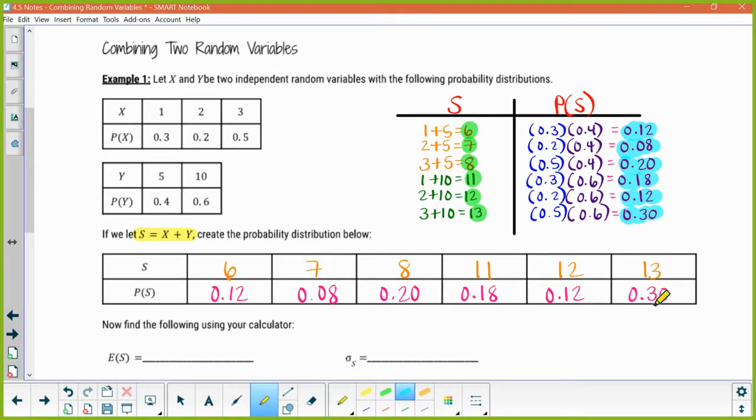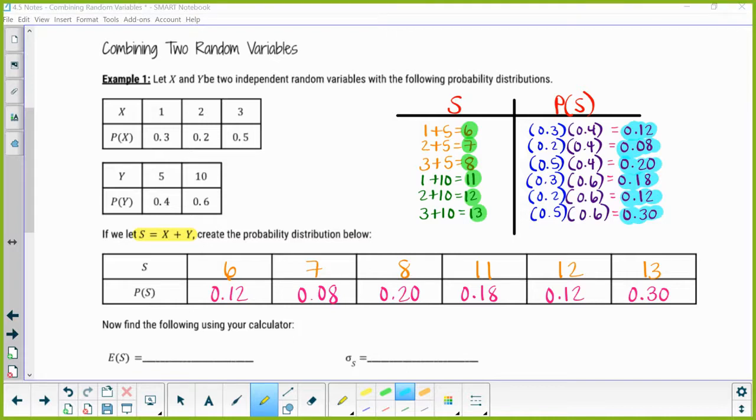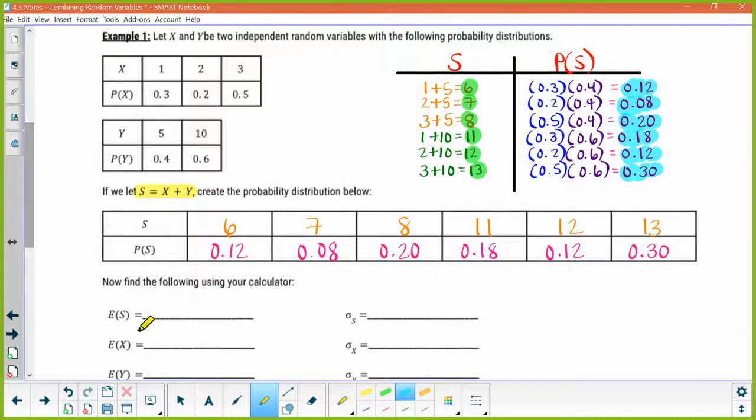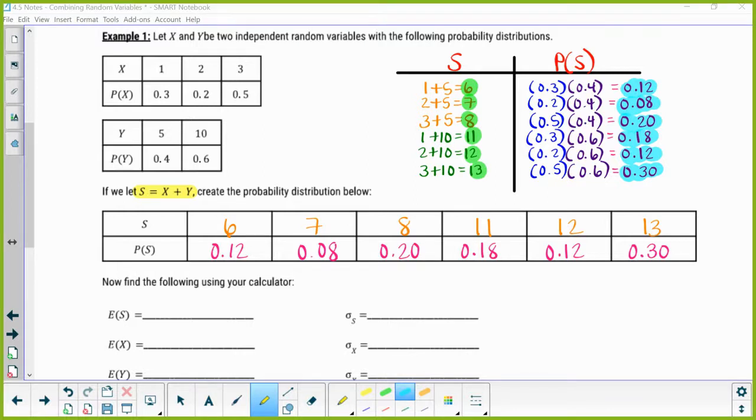The incredibly important thing is that you keep the data together. So 6 goes with 0.12, 7 goes with 0.08. You cannot mix and match here. It has to match accordingly. So I have my probability distribution. Now they want us to find the expected value of S in our calculator. I'm only going to do one of these with you because we got some practice on this in the last lesson. If you still want to go over the steps, we can afterwards, but I'm going to walk you through one.